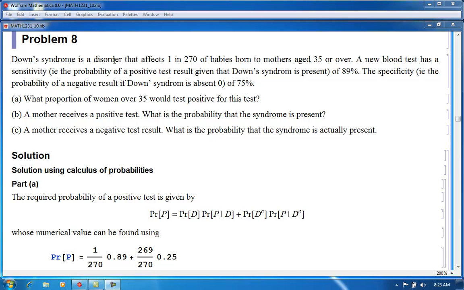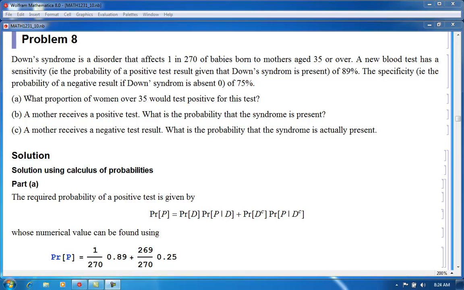Anyway, Down syndrome is a disorder that affects 1 in 270 babies born to mothers aged 35 or over. A new blood test has a sensitivity, i.e. the probability of a positive test result given that Down syndrome is present, of 89%, and it has a specificity, i.e. the probability of a negative result if Down syndrome is absent, of 75%. So we're asked three questions.